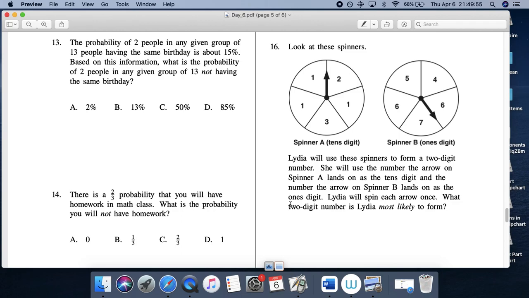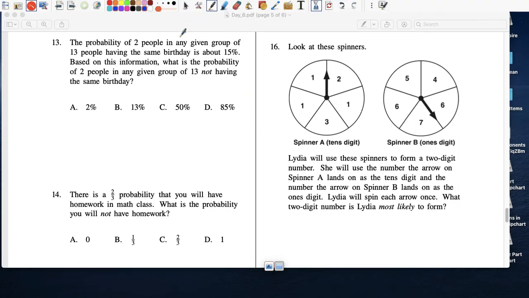13. The probability of 2 people in any given group of 13 having the same birthday is about 15%. True. Based on this information, what is the probability of 2 people in any group of 13 not having the same birthday?